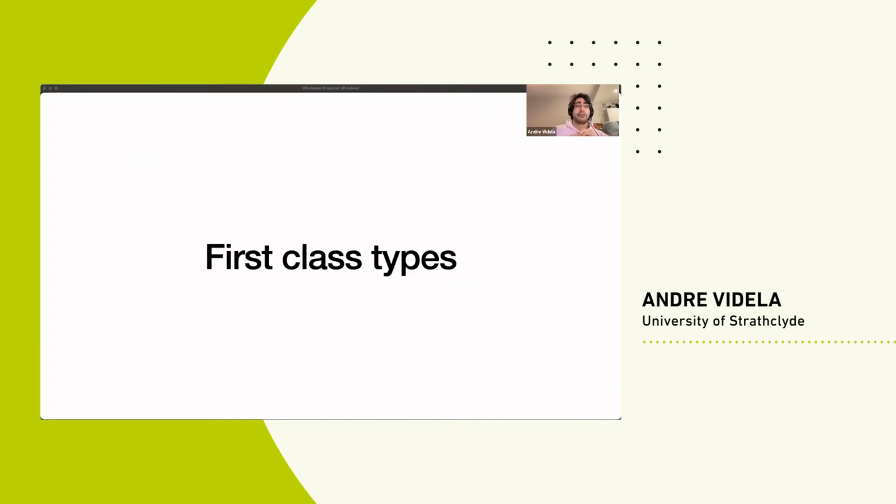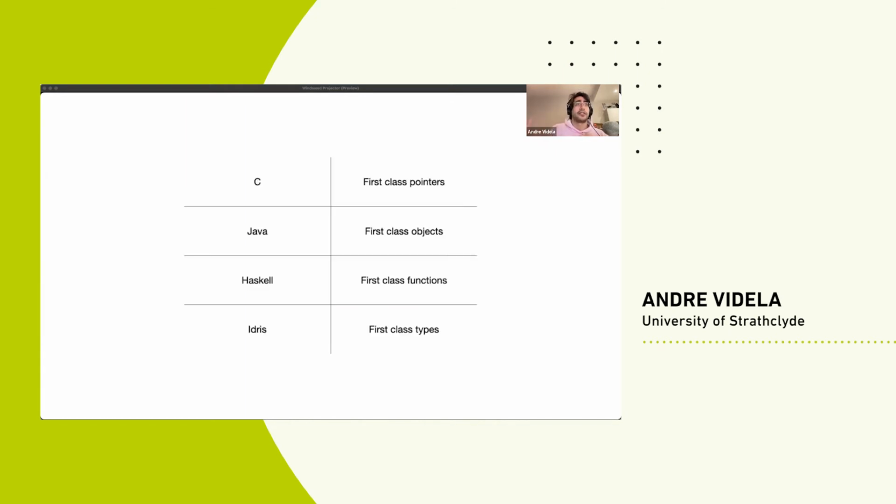And if we move this first-class X definition to other languages, we see that C, for example, has first-class pointers. What does that mean? It means that you can create pointers by allocating memory, return pointers, or take pointers as arguments. Java has first-class objects because you can create objects, return objects, take objects as arguments, etc. Haskell, as a functional programming language, has first-class functions because you can return functions from functions, and you can take functions as arguments. And Idris has first-class types because you can create new types, return new types, and take types as arguments.